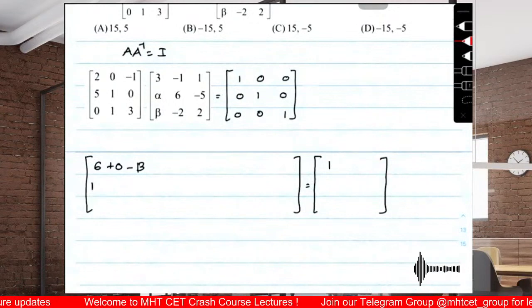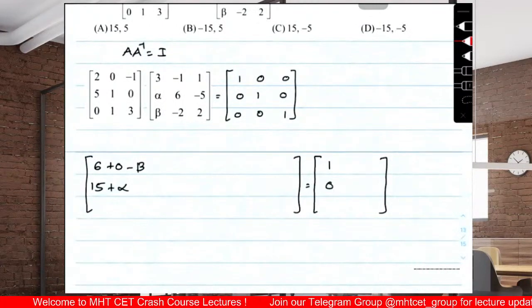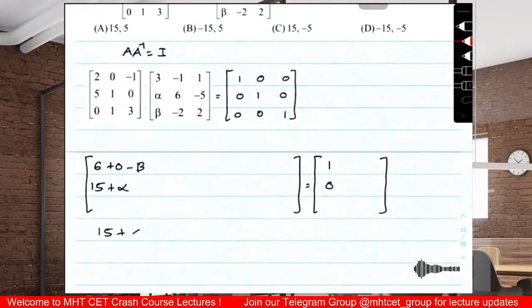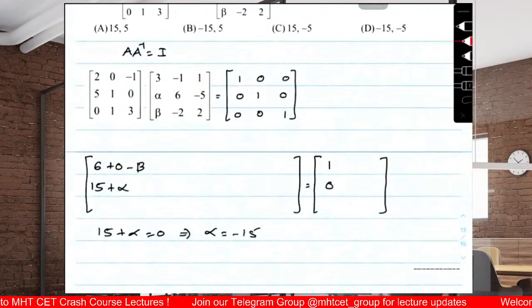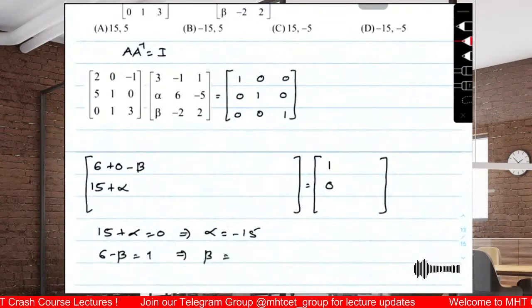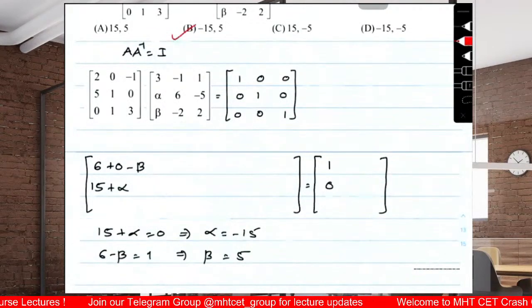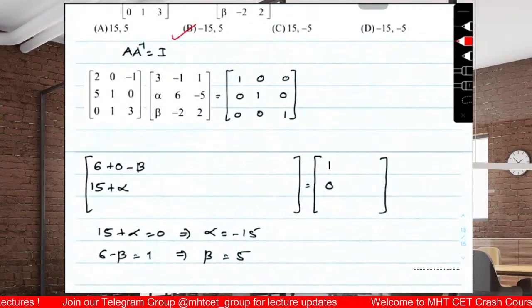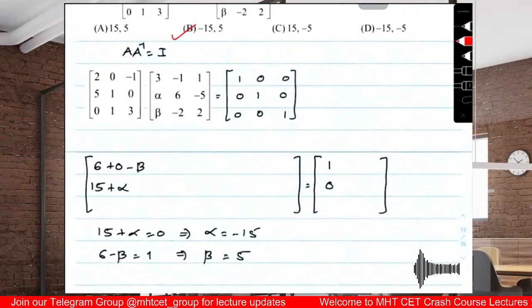5 into 3 is 15, plus 1 into alpha is alpha, is 0. So 15 plus alpha is 0 implies alpha equal to minus 15. 6 minus beta is 1 implies beta equal to 5. Minus 15, 5, that is option B.